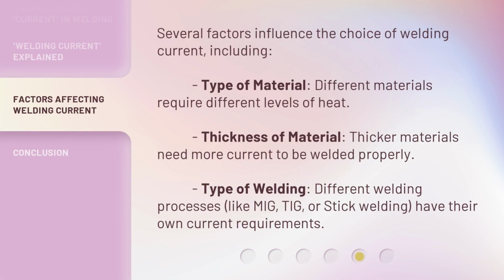Several factors influence the choice of welding current, including type of material. Different materials require different levels of heat. Thickness of material. Thicker materials need more current to be welded properly. Type of welding. Different welding processes, like MIG, TIG, or stick welding, have their own current requirements.